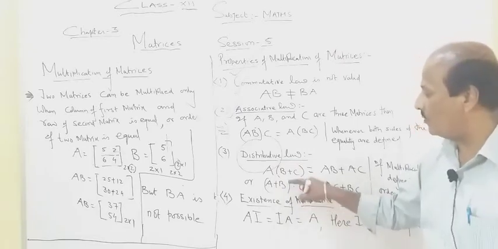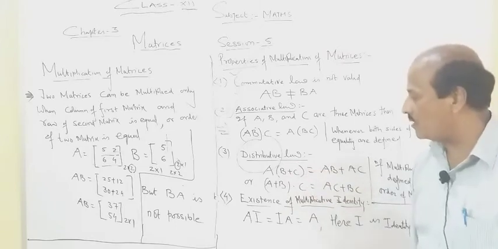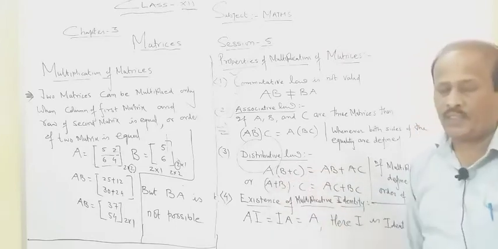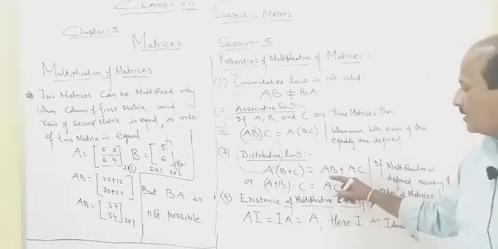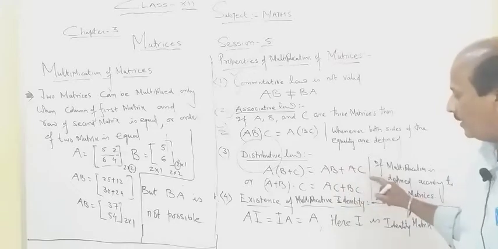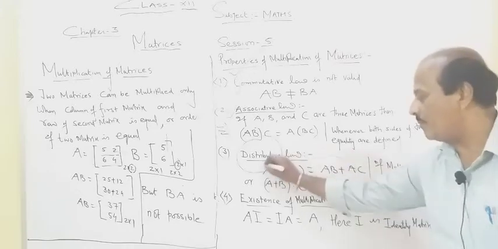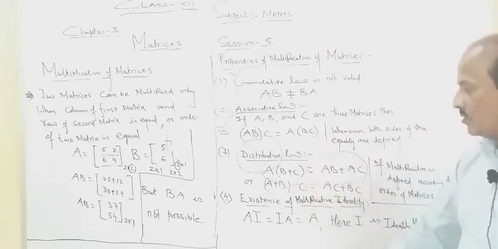So how are we going to do this? Add two matrices B and C, then whatever answer comes, multiply it with A, and you will get the left hand side. Similarly, in the right hand side, A multiplied with B, A multiplied with C, add it up, and you will find that the left hand side will be equal to the right hand side.